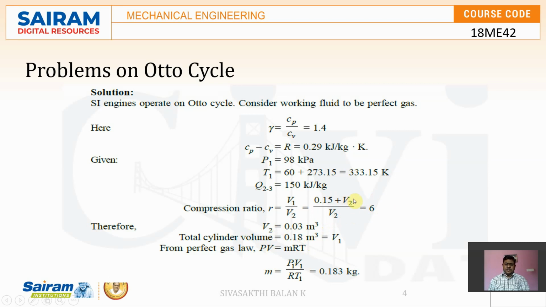By substituting the value of V2 here you will get the total volume. From the perfect gas law we know PV is equal to mRT, and from this we can easily find the mass, that is P1 V1 divided by R T1 for state 1. That is nothing but 0.183 kilogram.